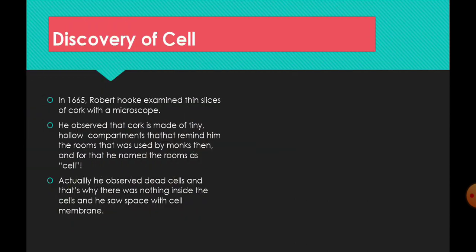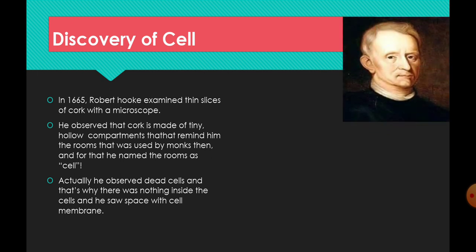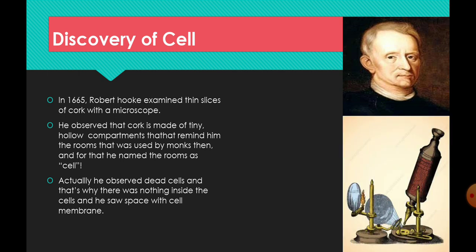Discovery of cell. The cell was discovered by Robert Hooke in 1665. In 1665, Robert Hooke examined thin slices of cork with a microscope, and he observed that cork is made of tiny hollow compartments that reminded him of the rooms used by monks then, and for that he named the rooms cells.